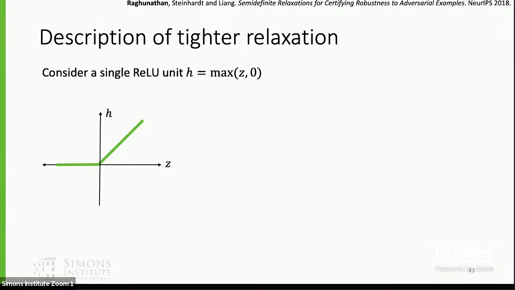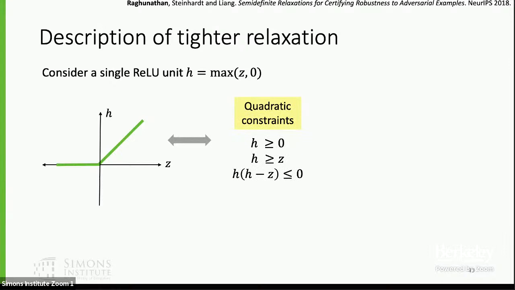If we look at these nonlinear activation functions, for example the ReLU, the most popular activation function, this is what it looks like. The idea is that when we have this max constraint, you can replace it with the following equivalent quadratic constraints. h greater than 0 and h greater than z make sure that you're always greater than both this line and this line. The third quadratic constraint makes sure that you're equal to at least one of them. So these quadratic constraints are a way to exactly encode this rectified linear unit constraint.